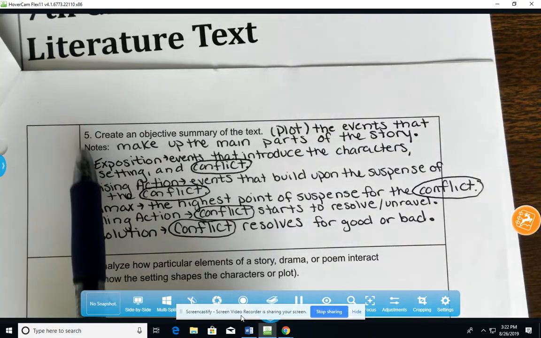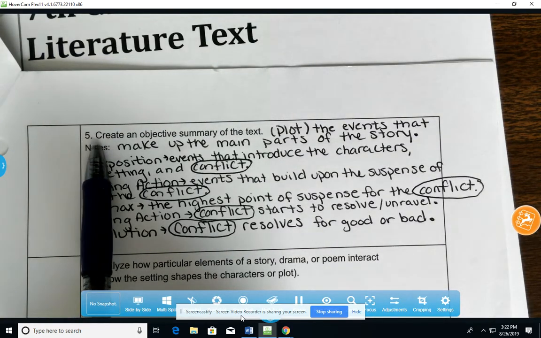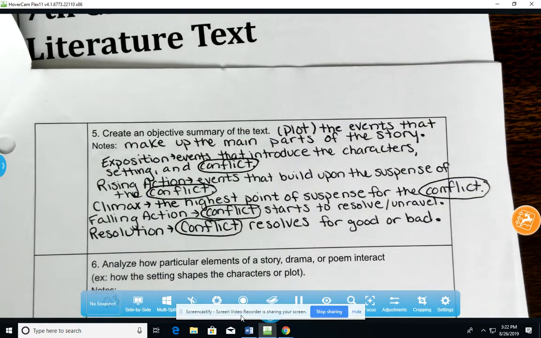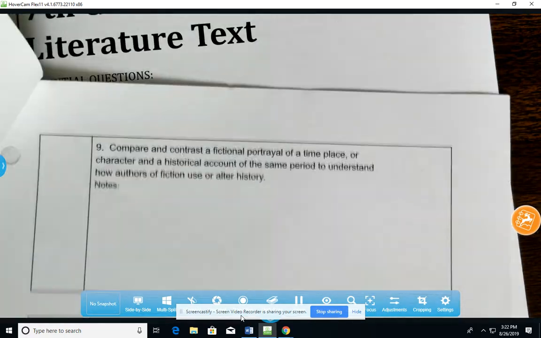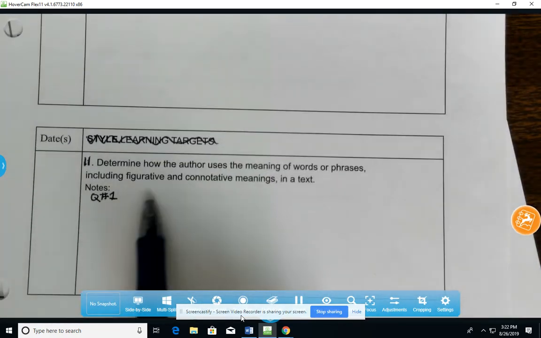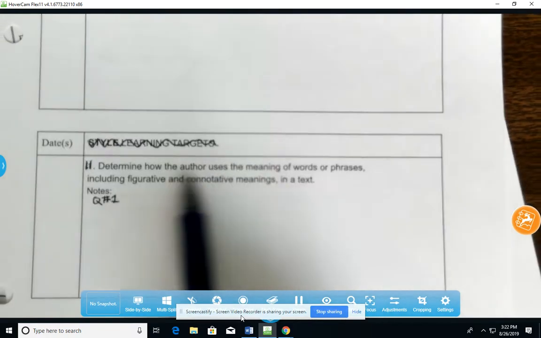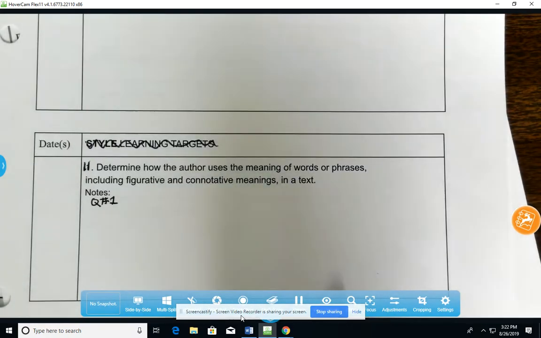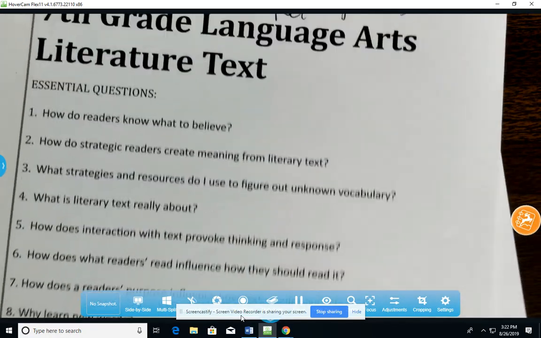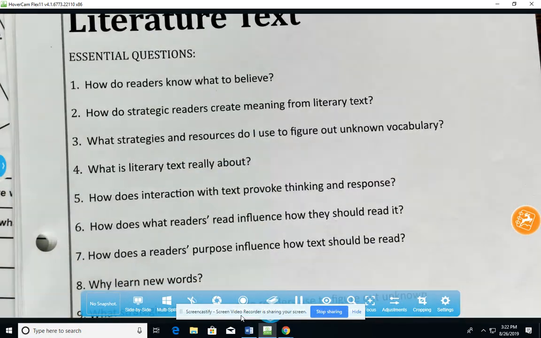We'll be talking again about Learning Target number 5 in the literary packet, create an objective summary of the text. We will also be looking at Learning Target number 11, to determine how the author uses the meaning of words or phrases, including figurative and connotative meanings in a text. As we look at these things, we are focusing on a method called close reading.